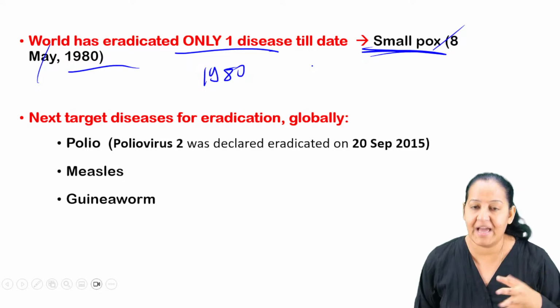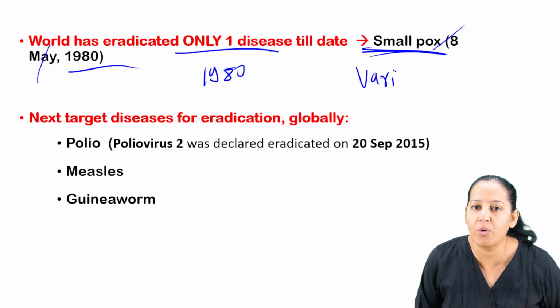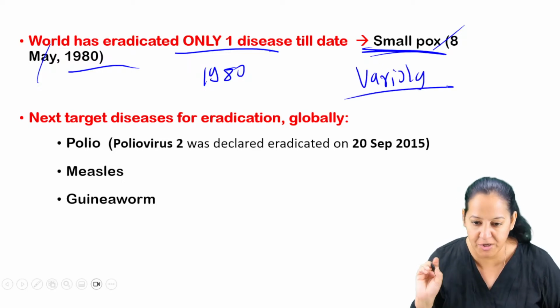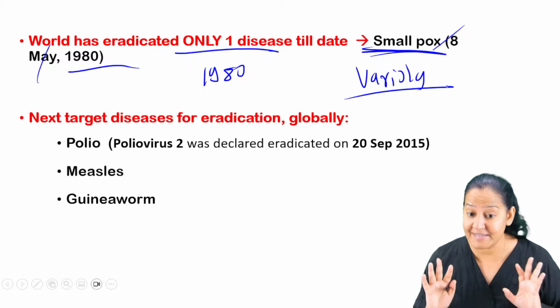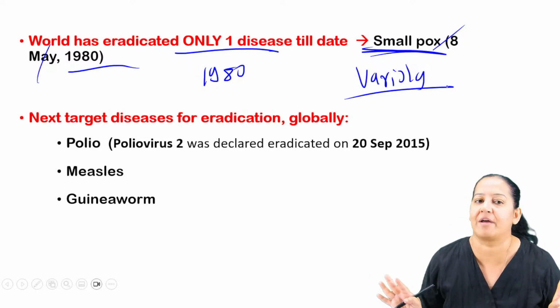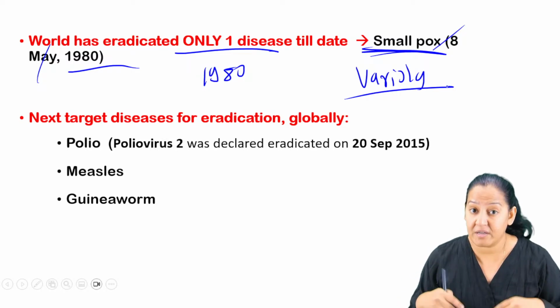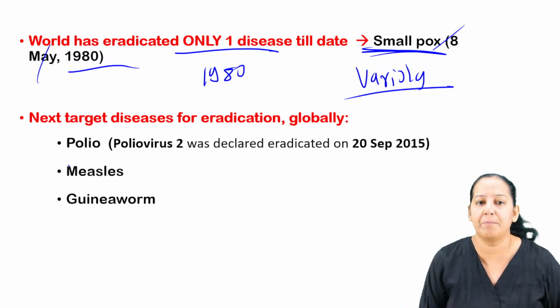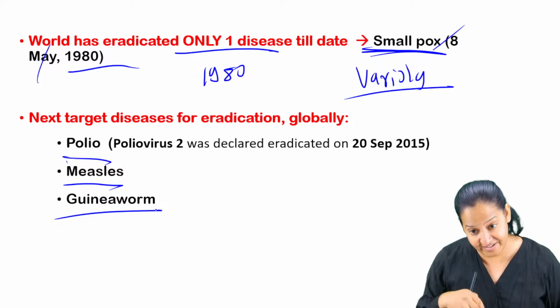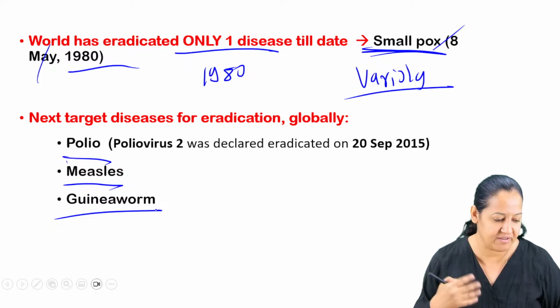The agent for that is a virus. The name of the virus is variola virus. It's an agent of the poxviridae family, and it is still present in the laboratory, but it is not present in the environment. The next diseases which we are targeting to eradicate globally are polio, measles, and guinea worm. We have not yet eradicated them, but we are targeting to do so.